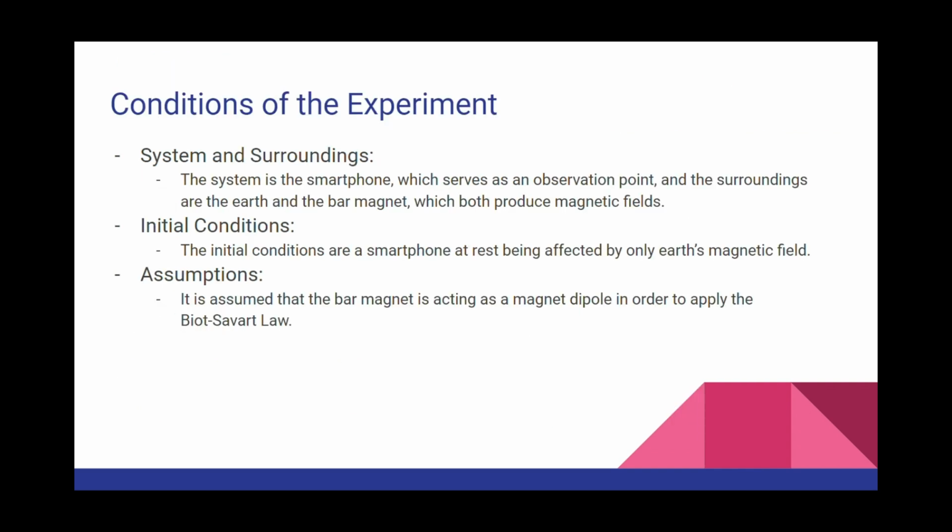Conditions of the experiment. The system is a smartphone which serves as an observation point, and the surroundings are the Earth and the bar magnet, which both produce magnetic fields. The initial conditions are a smartphone at rest, being affected by only Earth's magnetic field. It is assumed that the bar magnet is acting as a magnet dipole in order to apply the Biot-Savart law.